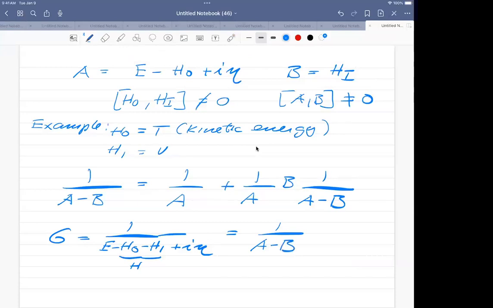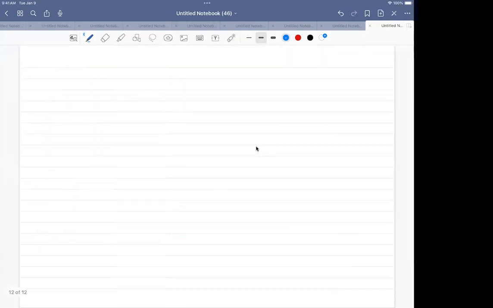And then what we are going to define now is a new quantity. So if I look at this 1 over A, that is going to define the unperturbed Green's function. So I'm going to define a quantity which I will call G0, which is simply 1 over A, and which is given by E. E is just a constant.